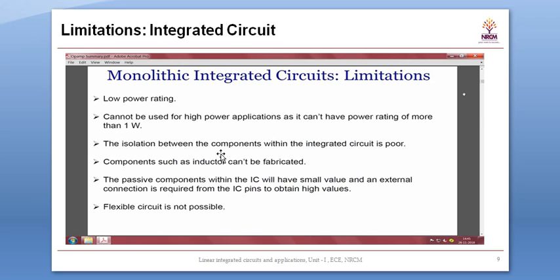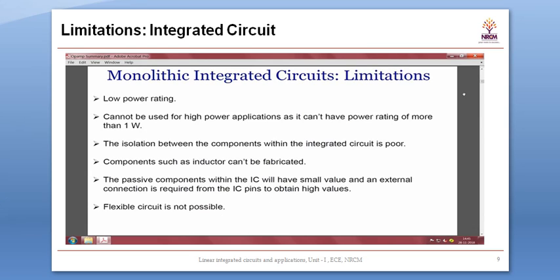The isolation between the components within the integrated circuit is poor in the monolithic IC. Components such as inductors cannot be fabricated, and the passive components within the ICs will have small values, and external connection is required from the IC pins to obtain high values. And a flexible circuit is not possible here in the monolithic IC. So these are the limitations of monolithic IC.